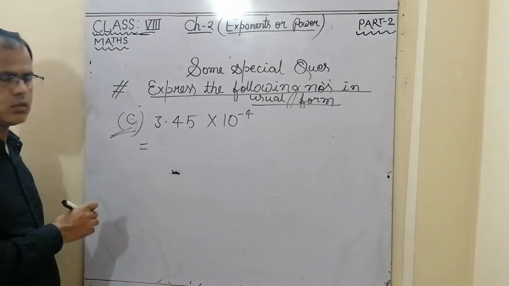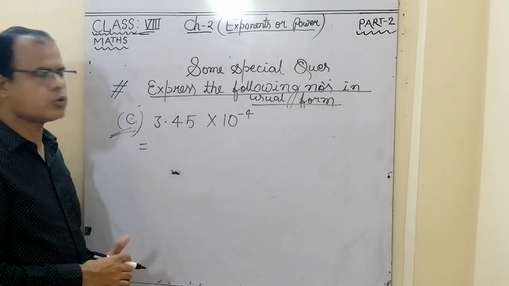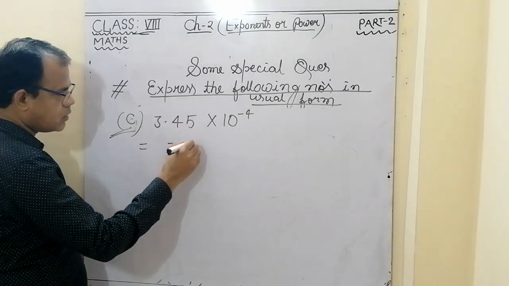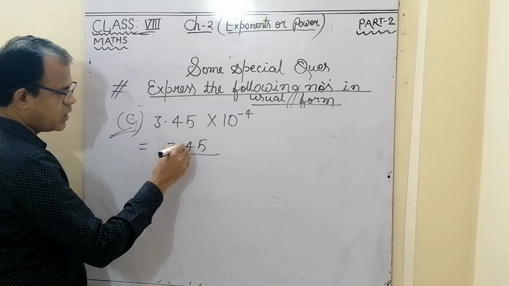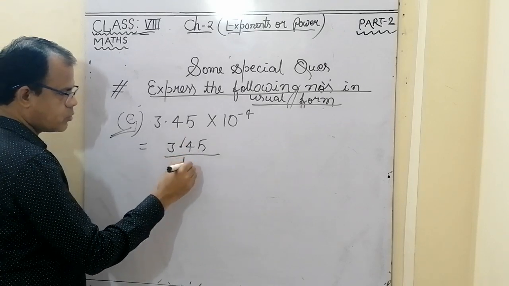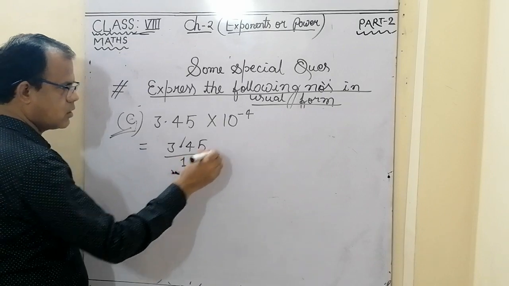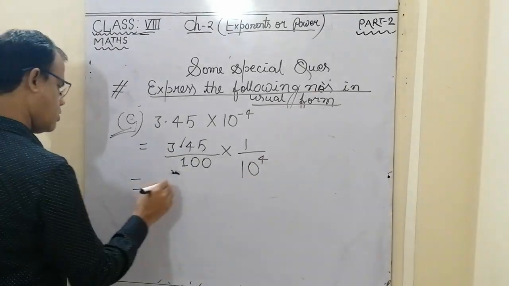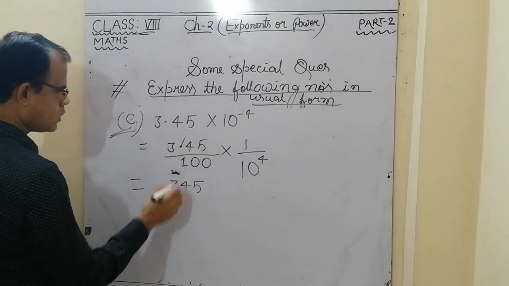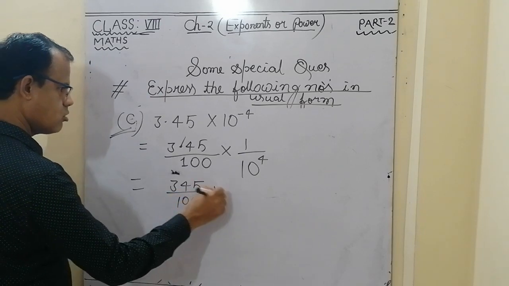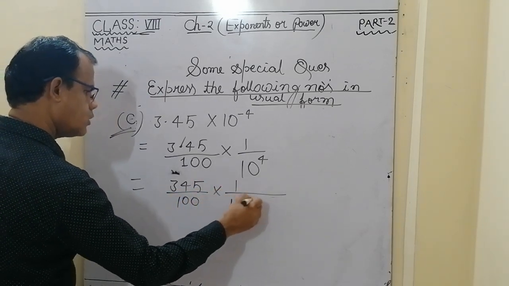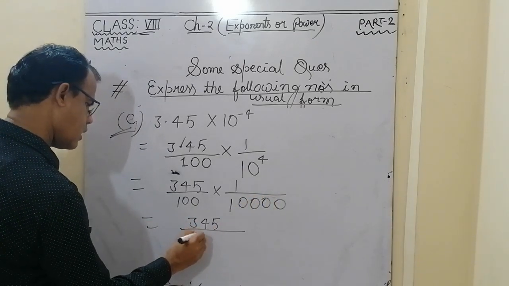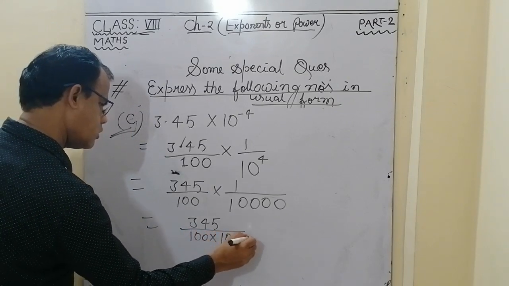Yes, last question. 3.45 into 10 to the power minus 4. We have to convert it into usual form. So we can write 3.45 upon, remove the decimal, put 1 here and 2 zeros, 100, into 10 to the power minus 4 means 1 by 10 to the power 4. So 345 upon 100 into 1 upon 1 and 4 zeros. So 345 by 100 into 1 with 4 zeros.